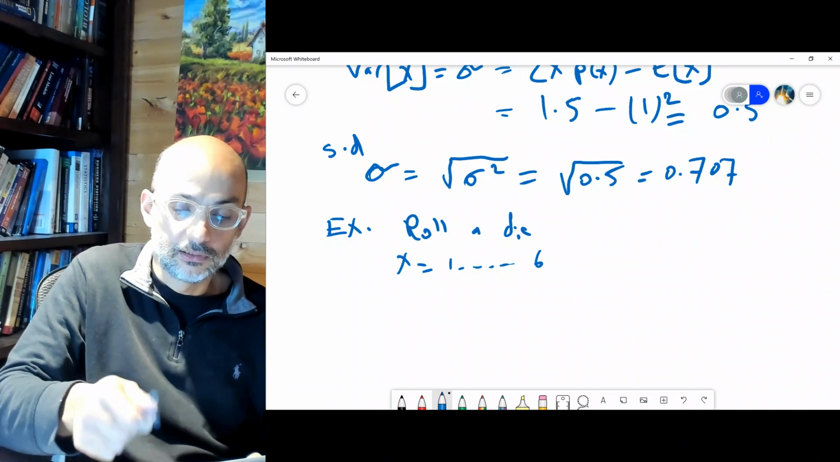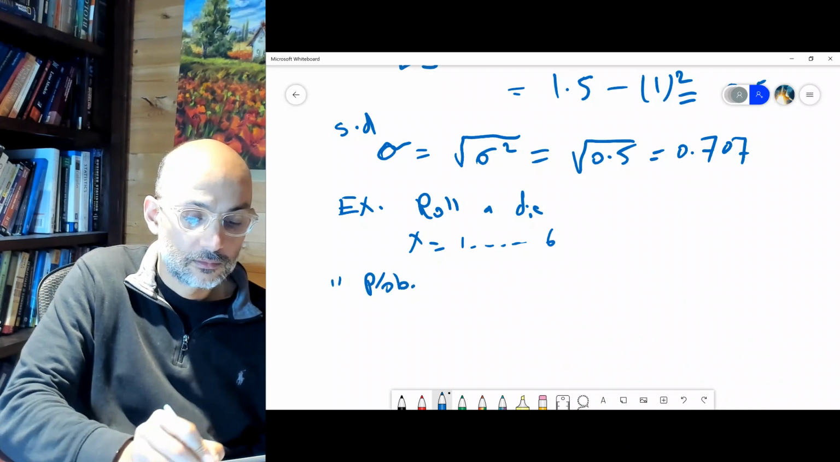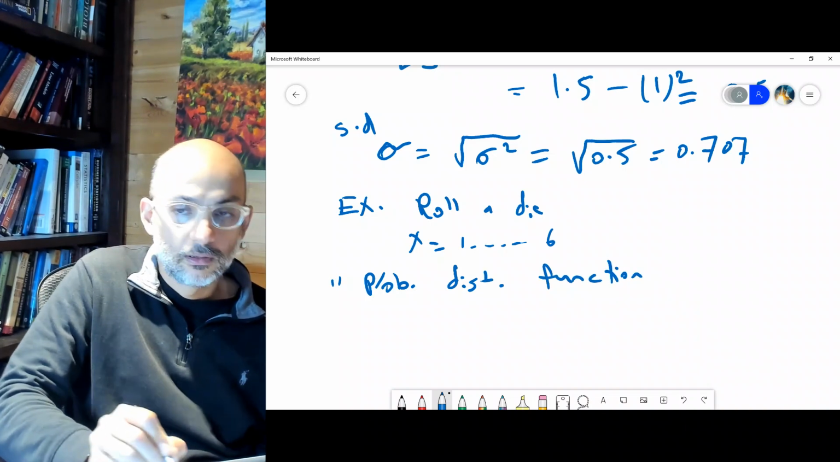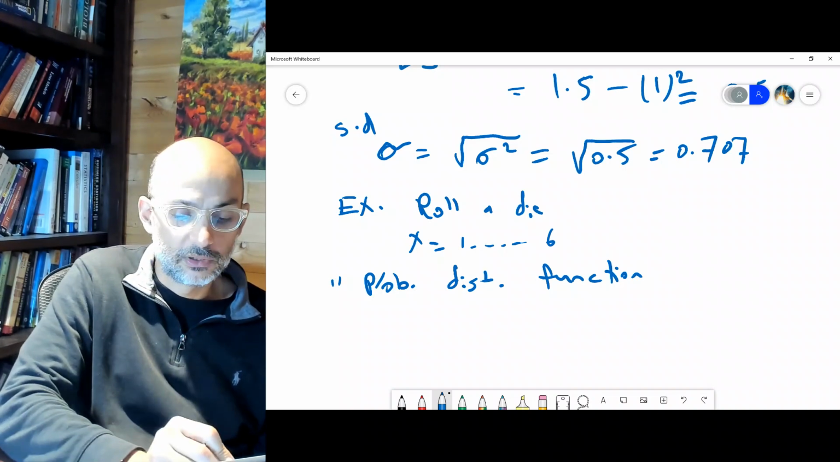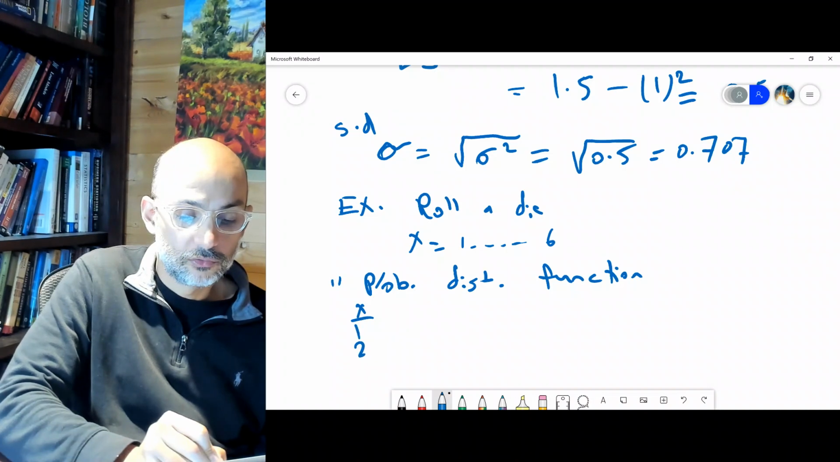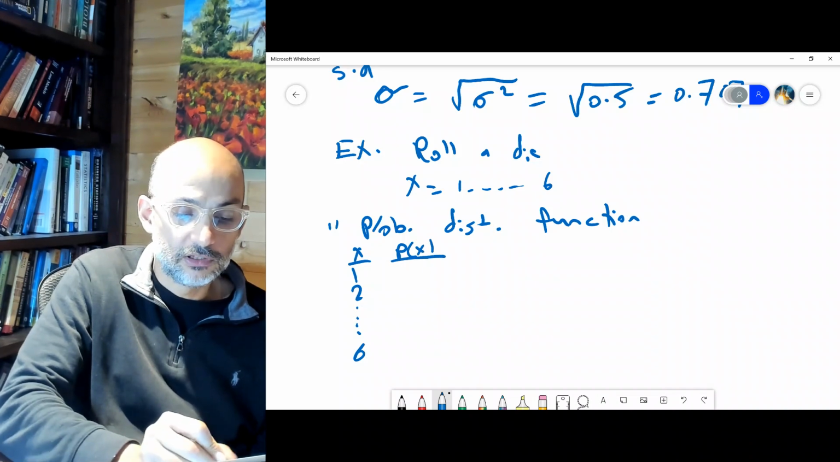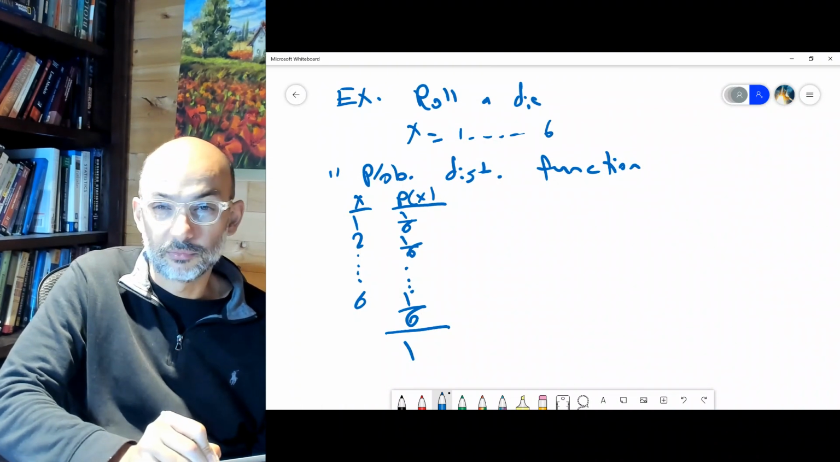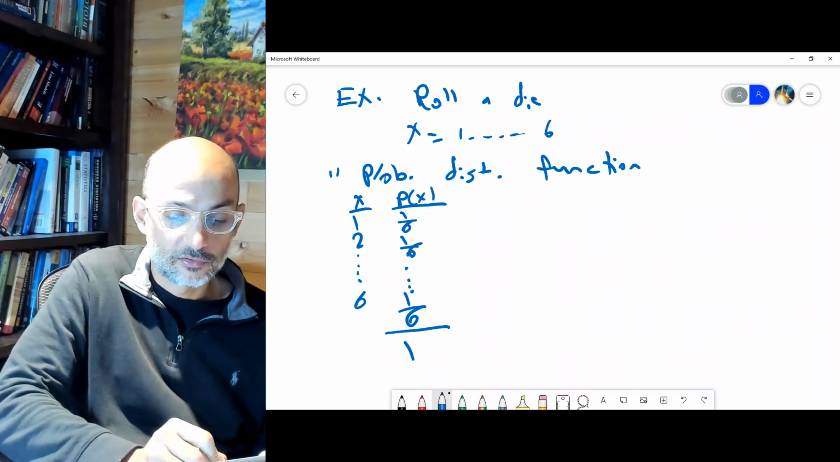Maybe I should write it here. So what I want you to do first is the probability distribution function. I mean, I don't need to do it, but you do it yourself. So quickly, we have x is 1, 2, the die has all the way to 6, and it has an equal probability of each outcome, which is 1/6, 1/6, all the way to 1/6. We can double check, it should add up to 1, obviously 6 outcomes with equal weight. So this is the probability distribution function.